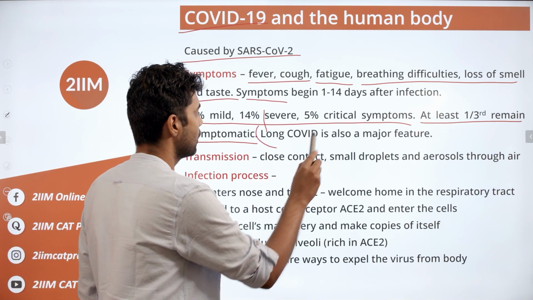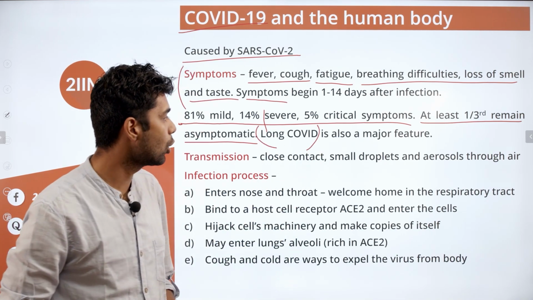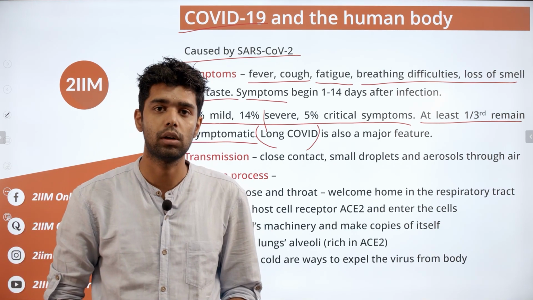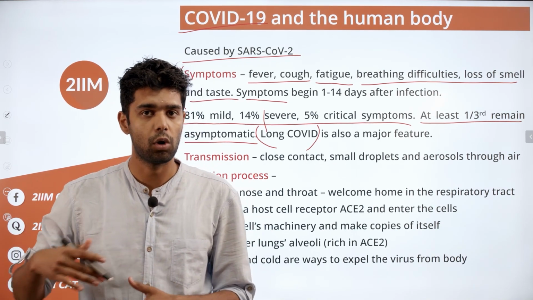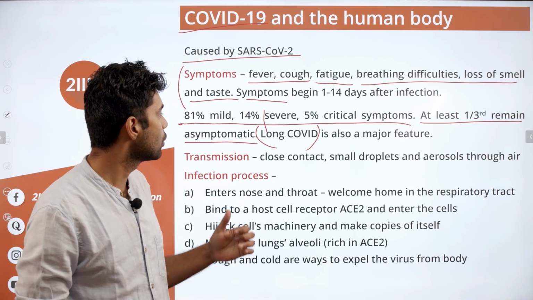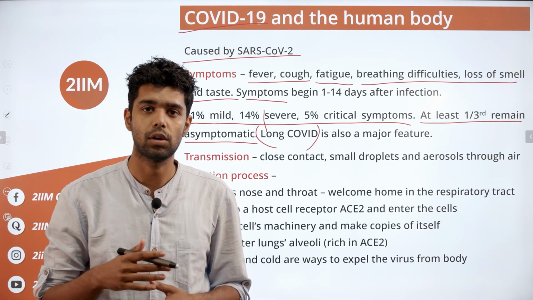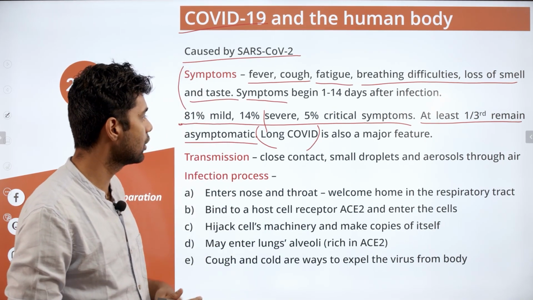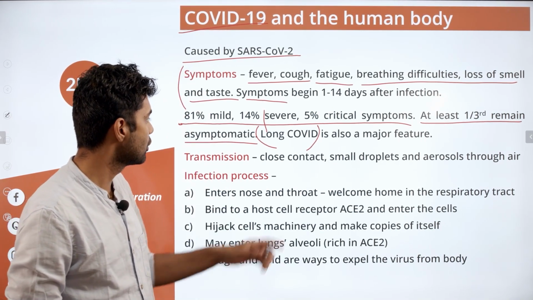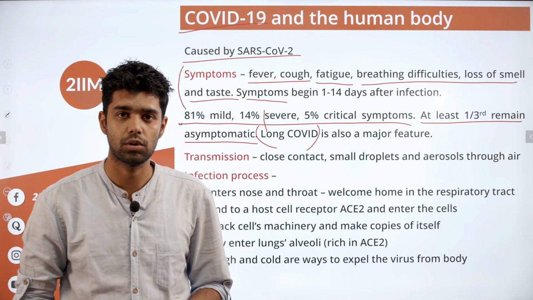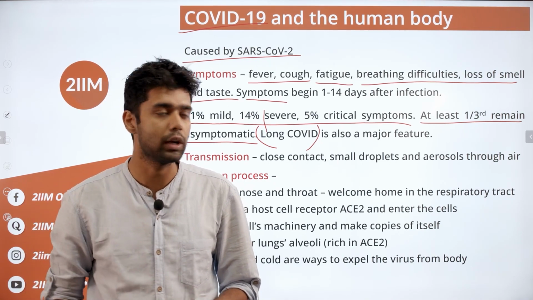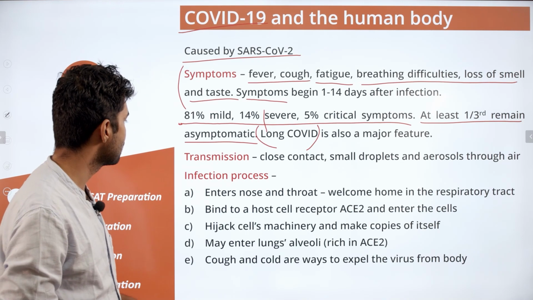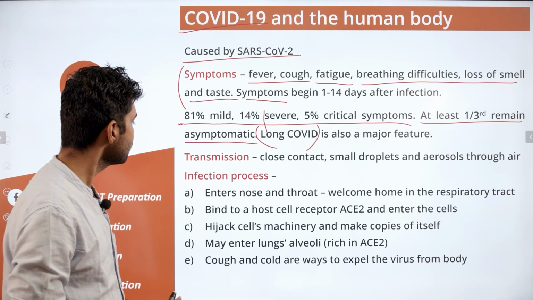Long COVID is also something that you would have heard about. Long COVID refers to the feature of COVID-19 where the effect is actually prolonged over a very long amount of time. So probably the virus is not really traced in a subsequent test, but the effect is still there for a lot of people. This is not something that we understand much because it's only been 1 year after COVID-19. So more research is going into that.